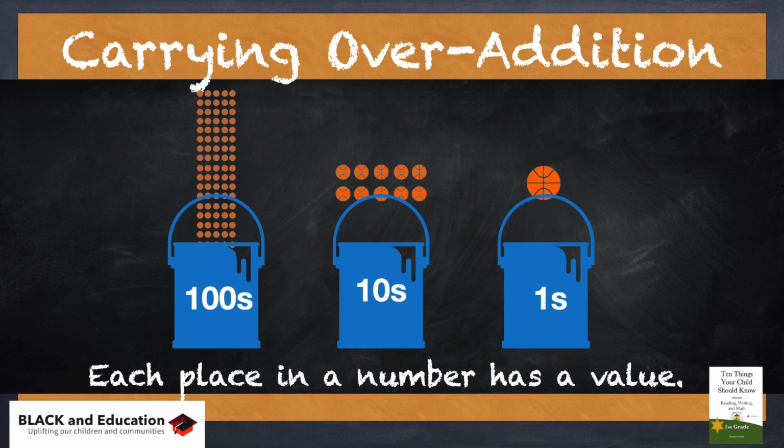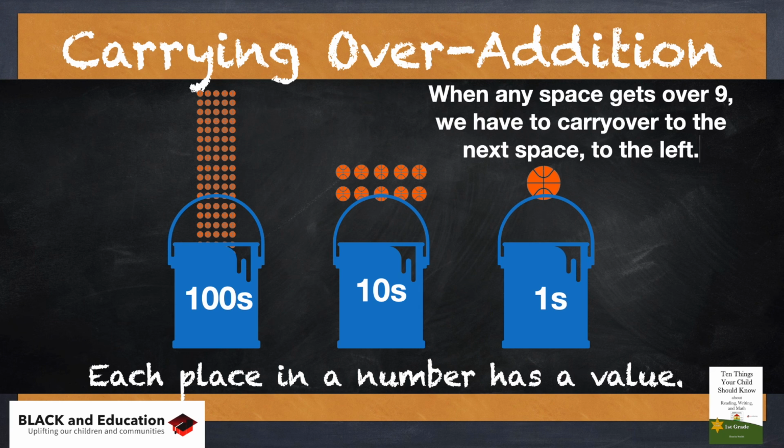So essentially this is what we're saying. Each place in a number has value. And whenever that space gets over 9 units that it's holding in that bucket, we have to carry over to the next one. So that's essentially what carrying over is and why we have to carry over. It's really easy if you work with your child and you explain it to them. But essentially you think about the place values as if they're buckets, and they can't hold more than 9 until you have to carry over to the next space.